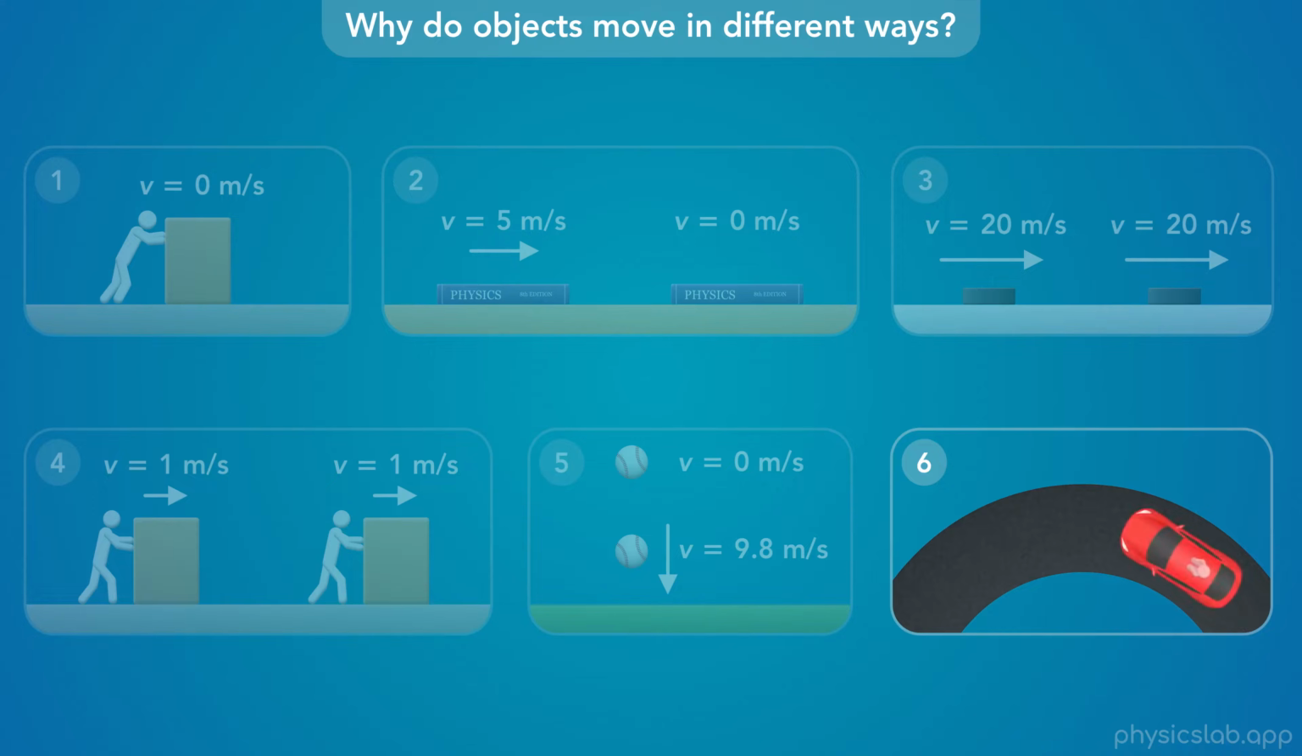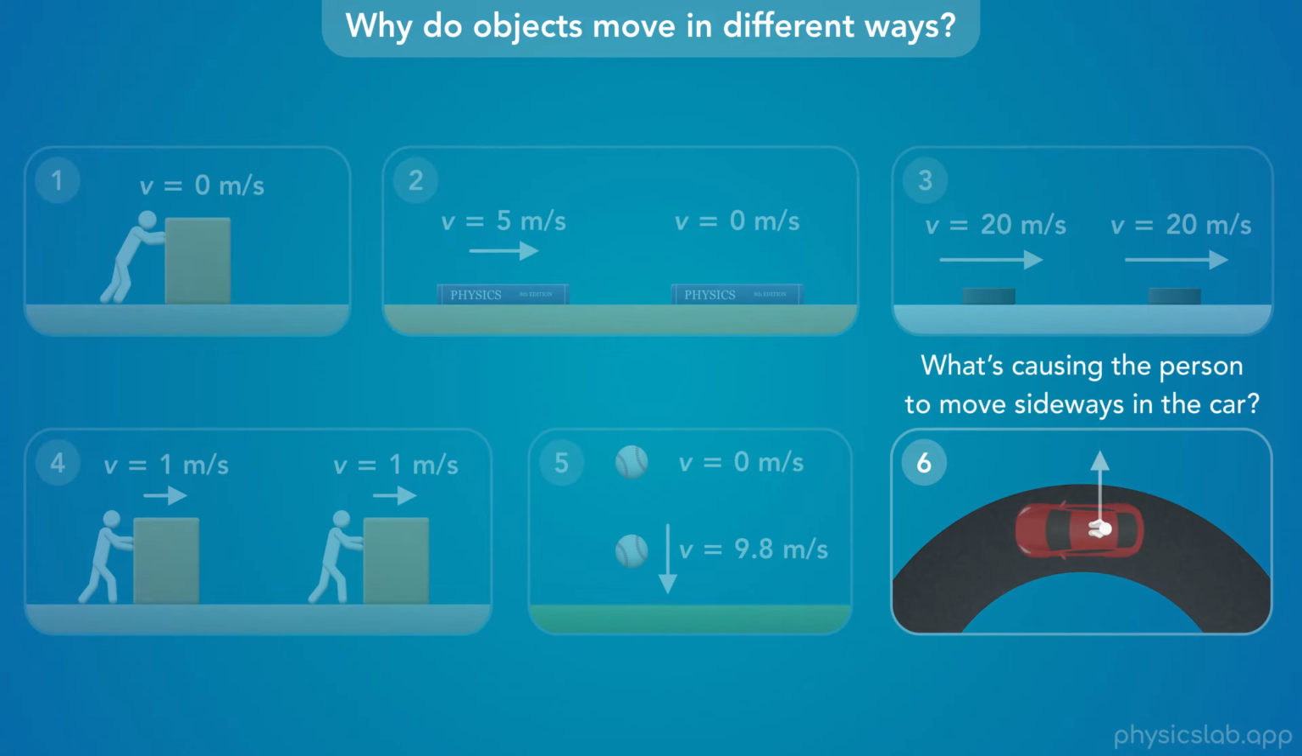In the last example, a person is riding in a car, and the car is turning quickly around a corner. If you've been in this scenario, you probably felt like something was causing you to move sideways towards the outside of the turn, and you had to lean against a door or hold onto something. So in this scenario, what's causing the person to move sideways in the car while the car is turning?